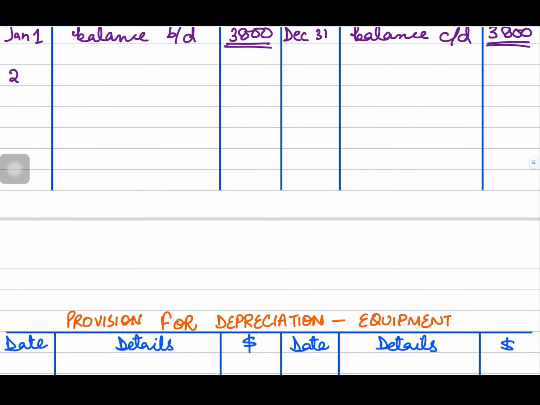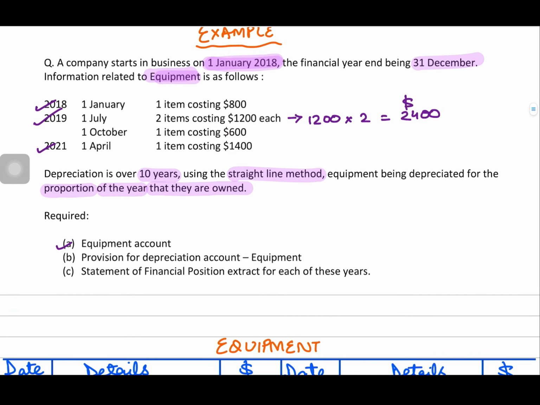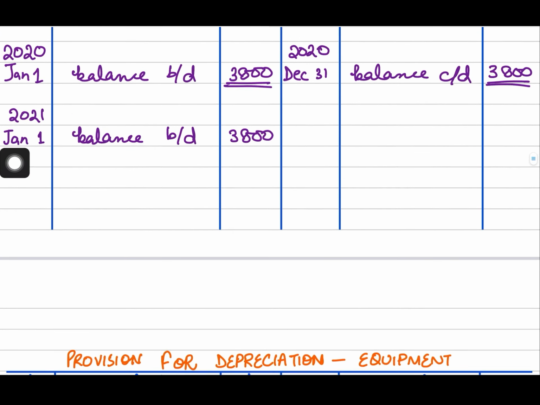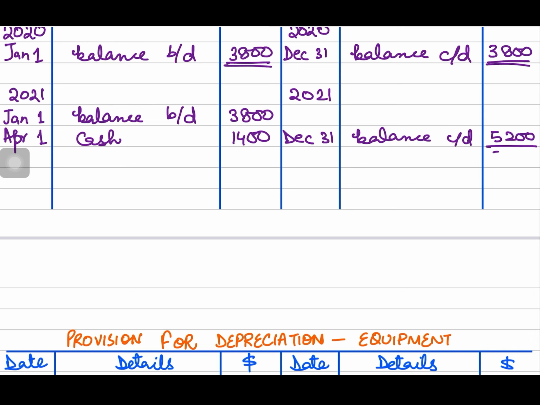Now, last year is 2021, January 1st, again the balance brought down $3800, and the new purchase is on 1st April, $1400. So, $1400 on April 1st, right. Now, balance carried down will be 1400 plus 3800, and that will be $5200, right. So, 5200 on both the sides.